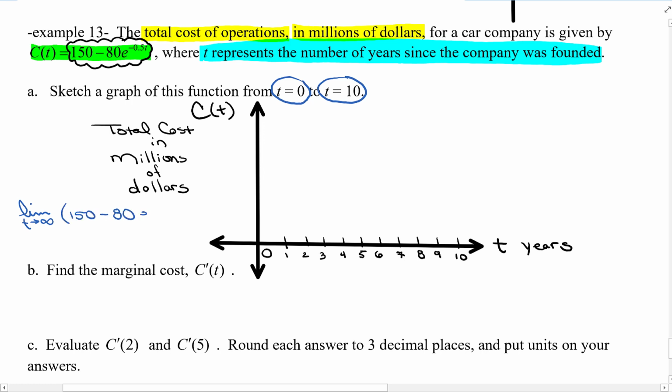I'm going to highlight the 80e raised to the negative 0.5t power, and I'm going to put a cloud around it and draw an arrow going down, and I'm going to write a 0 below it because that's what this is going to go to if t goes to infinity. And we discussed this in the last problem that we just did. So this is going to go to 0, and the only thing this is going to be equal to is 150.